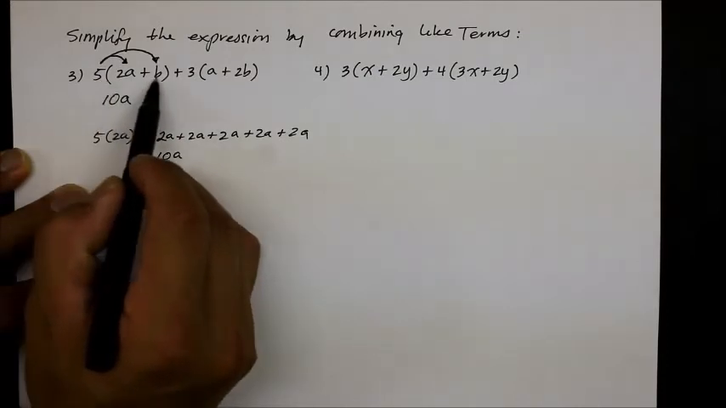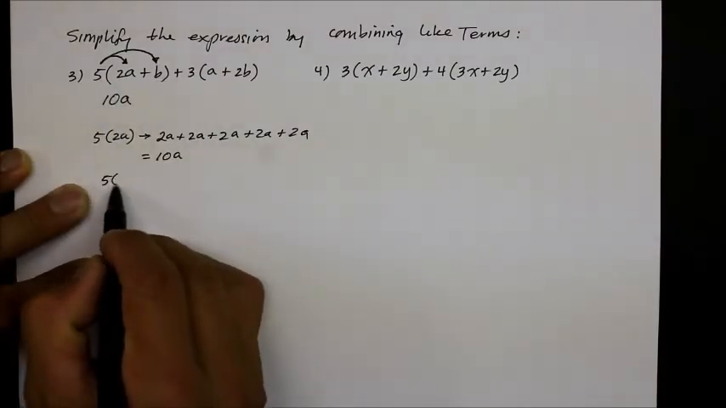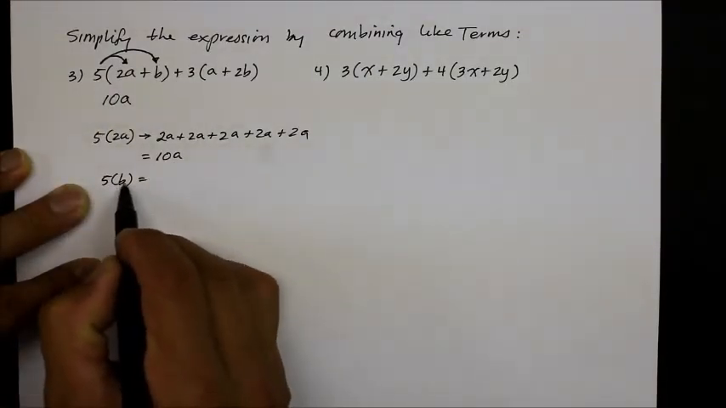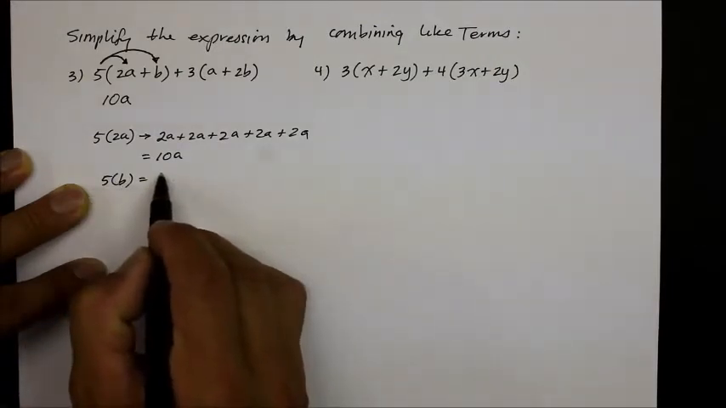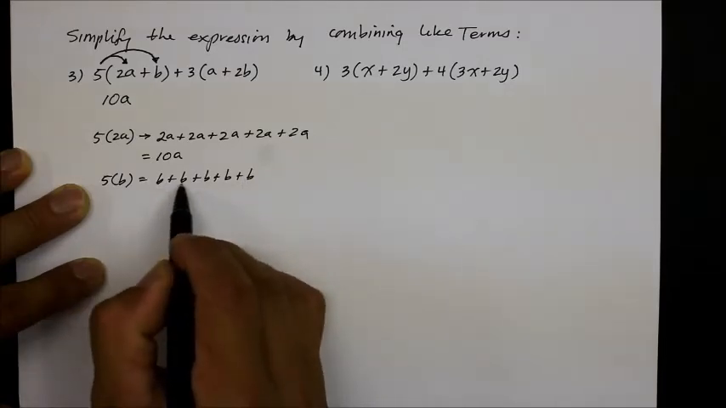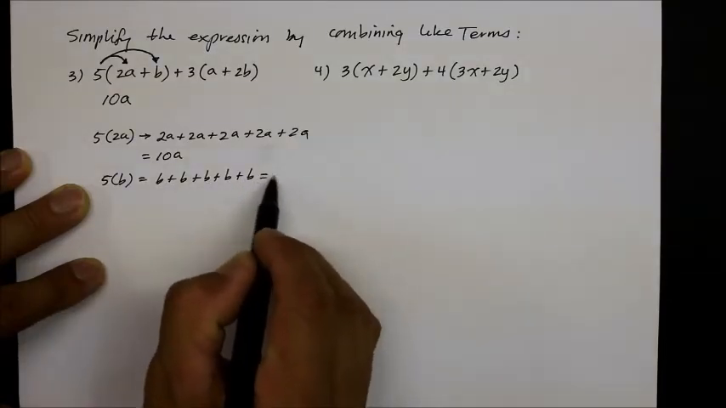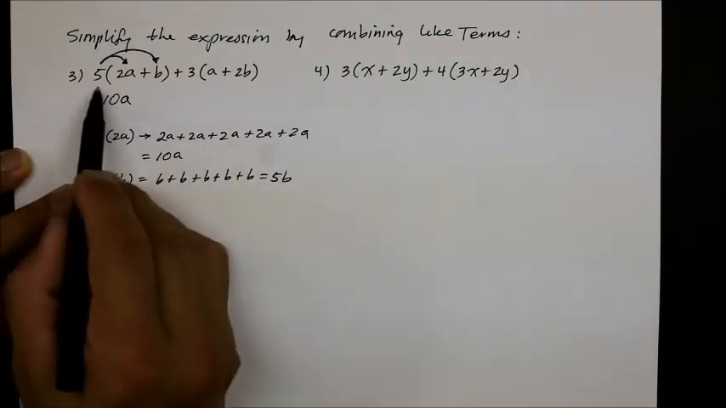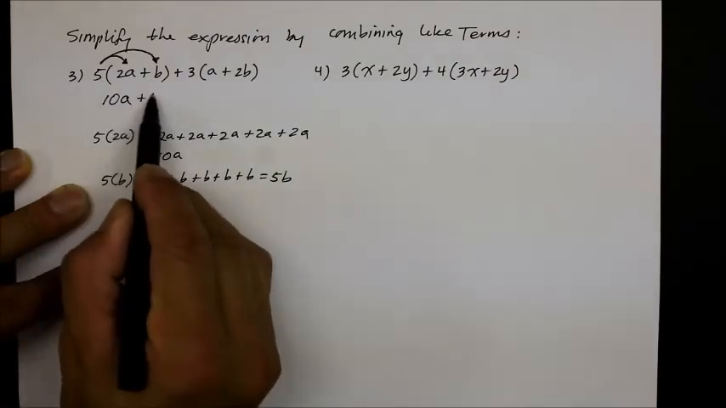So 5 times b. Well, what's that? Well, 5 times b is like saying take the b and add itself 5 times. So b plus b plus b plus b plus b. That's 1b, 2b, 3b, 4b, 5b. There it is. So 5 times b is simply 5b.